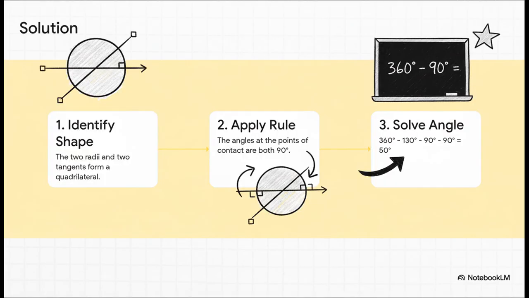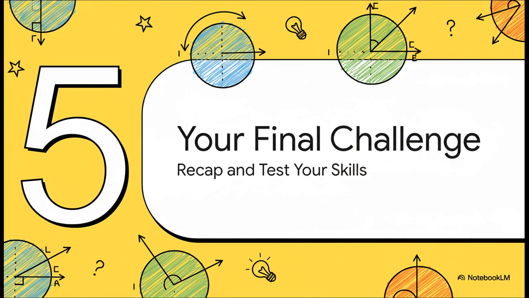Okay, let's break it down together. Step 1, identify the shape, the 2 radii and the 2 tangents. They make a 4-sided shape, a quadrilateral. Step 2, apply our right angle rule. The angles where the tangents meet the radii, they're both 90 degrees. And step 3, just do the math. The total is 360, so we subtract the angles we know. 360 minus the 130 at the center, minus one 90-degree angle minus the other 90-degree angle, and that leaves us with 50 degrees. That's our answer.